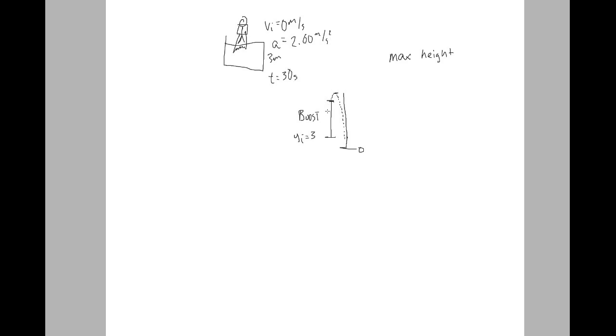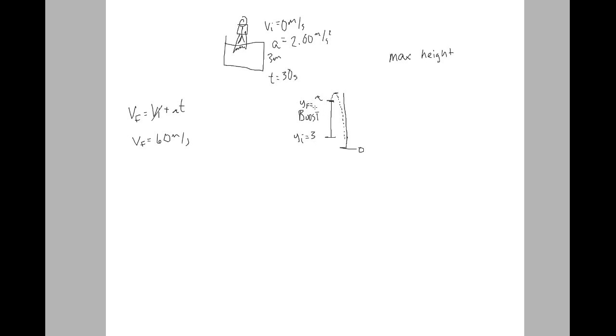Okay? So, to find my final speed, I could use our friendly neighborhood v-at. V final equals my v initial plus my acceleration times my time. Now my v initial is 0, so that makes this problem nice because it's just 2 times 30, which is 60. So my v final is 60 meters per second. Okay? Now, it's good that I know my v final, but I also need to know my y final for my boost phase.